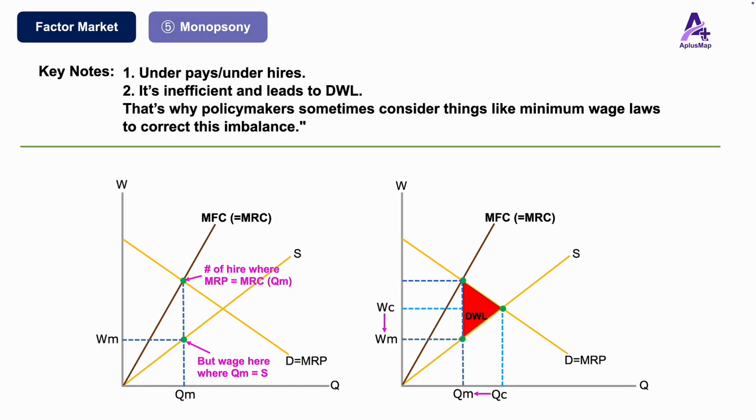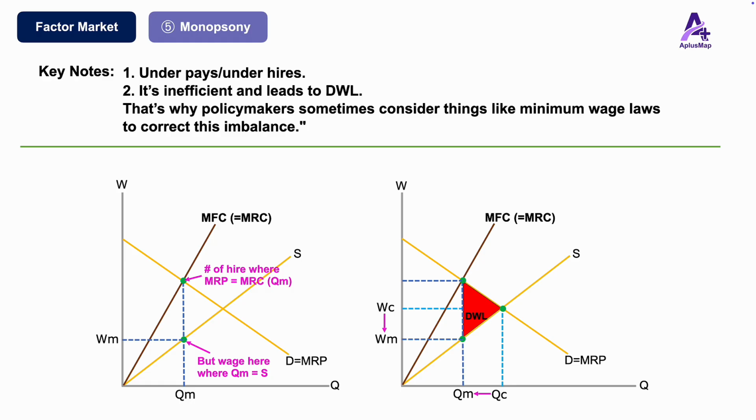Exactly. It's the lost total surplus value that could have been created if the efficient quantity of labor, QC, had been hired, but wasn't because of the monopsonist's power to depress wages and employment. Wow. So, key notes from monopsony: MRC is above supply. Hiring where MRC equals MRP and paying the wage off the supply curve results in lower wages, Wm versus WC, and fewer jobs, Q versus QC, compared to competition, and it creates deadweight loss, meaning it's inefficient.